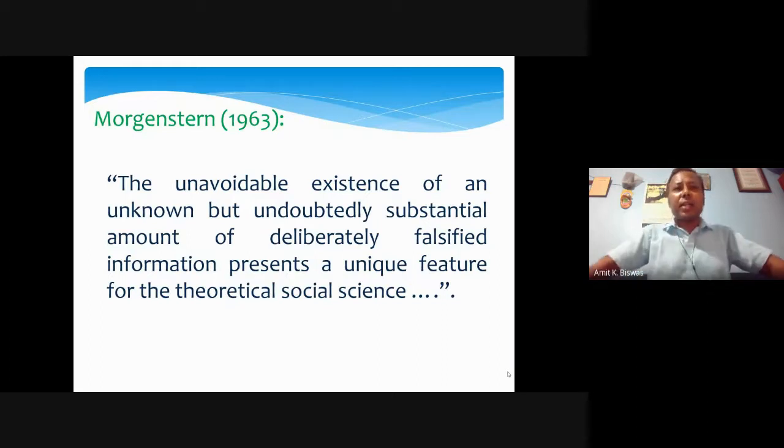But what Morgenstern found way back in 1963 is that there are huge discrepancies between these two data sets. He observed that the unavoidable existence of an unknown but undoubtedly substantial amount of deliberately falsified information presents a unique feature for this theoretical social science. That's the reason today's topic is important, because here we'll be talking about observing the empirical material and building theoretical social science on those observations.